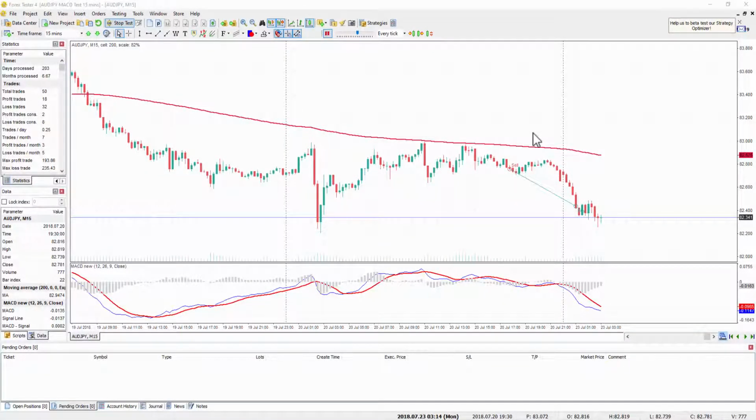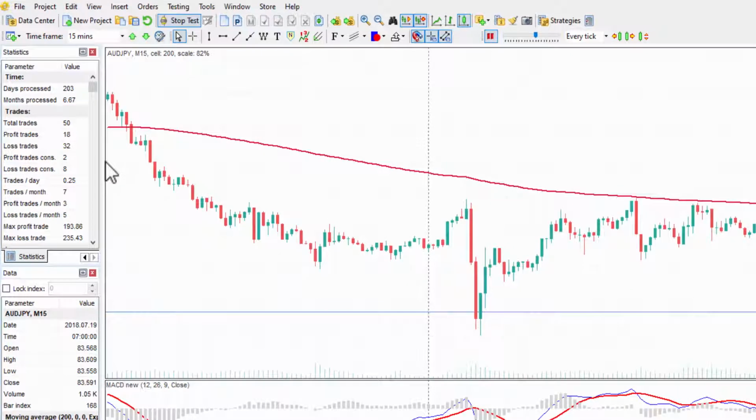I've just completed 50 trades of the MACD strategy on the 15-minute time frame, and just like before, we end with a winning trade. However, if we have a look at the statistics, out of 50 trades, we only had 18 profitable trades and 32 losing trades. For the profitable trades, the maximum in a row we had was 2, and losing trades, we had 8 losses in a row. So that's not very ideal, this strategy. On average, we had 7 trades per month, and this time was pretty short because it took us just over 6 months to complete the 50 trades.